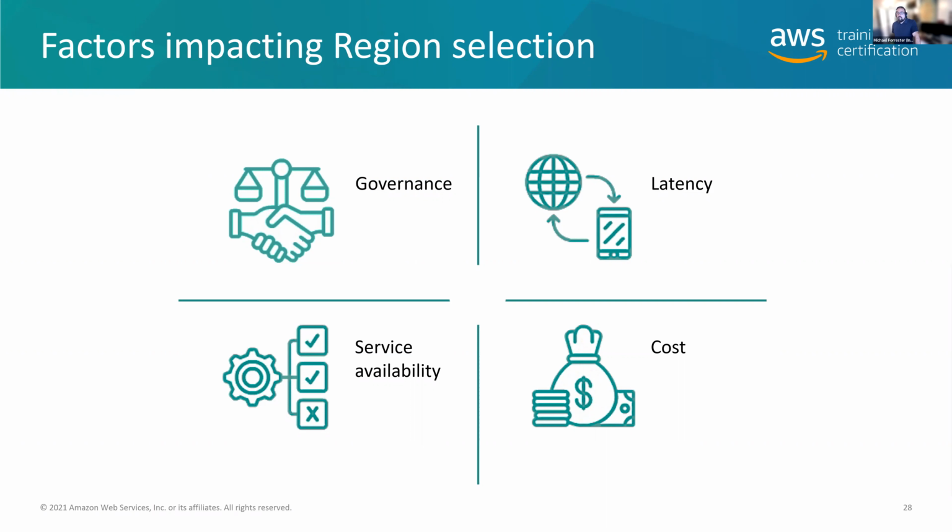So remember, 4 factors, right? Governance. So are you allowed to be there? Latency. What's the fastest performance for my consumers, my users? Is the service I need there? Service availability. And then costs. So how much is this? Is this more expensive or less expensive?